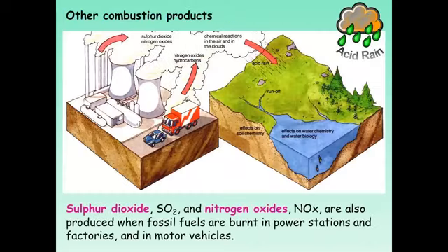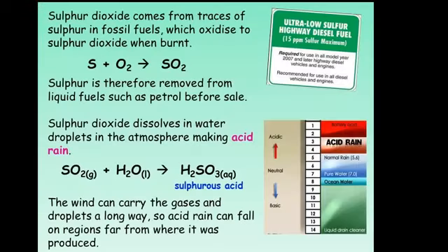Due to the impurities in some fuels, for example sulfur, and due to the presence of nitrogen in the air and the high temperatures inside of internal combustion engines or in the furnaces of power stations, we can form other oxides other than carbon dioxide and dihydrogen oxide or water when combustion takes place. We can also form sulfur dioxide and nitrogen oxides.